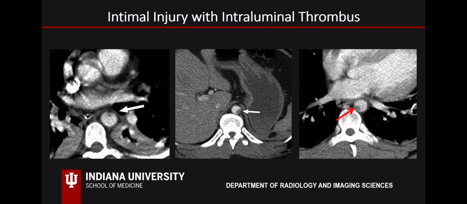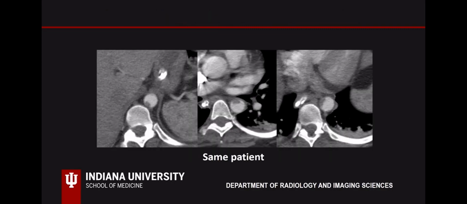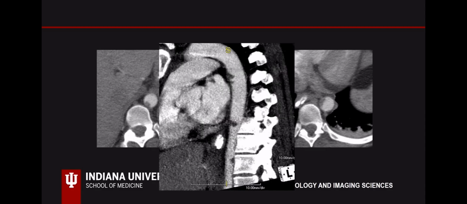no periaortic hemorrhage. Here are 3 images from 3 different levels of the aorta on the same patient, showing multifocal intimal injuries with intraluminal thrombi. Here's a sagittal image through the thoracic aorta showing all these intimal injuries with intraluminal thrombi.